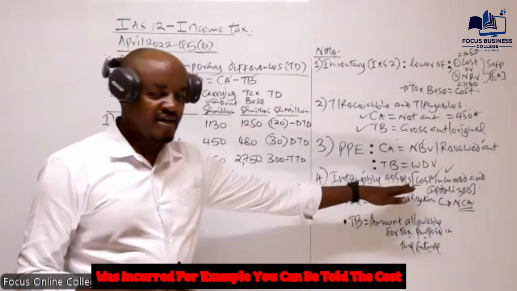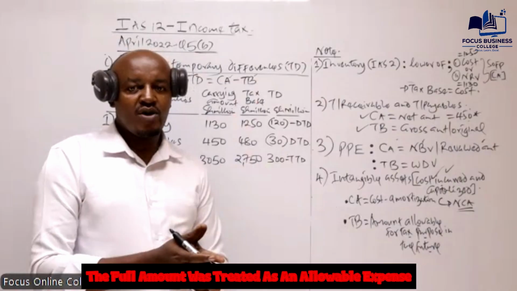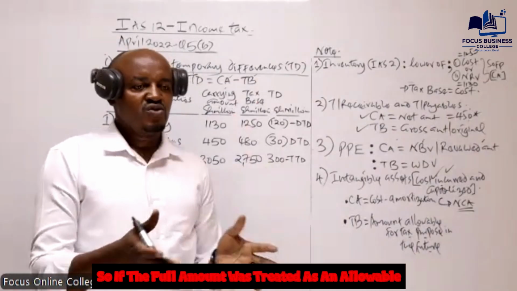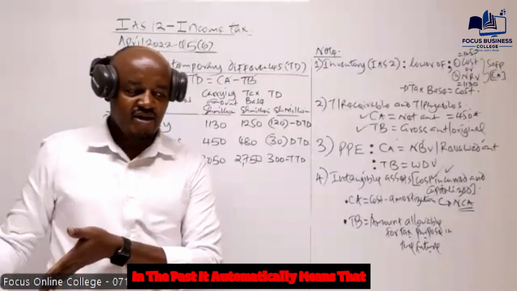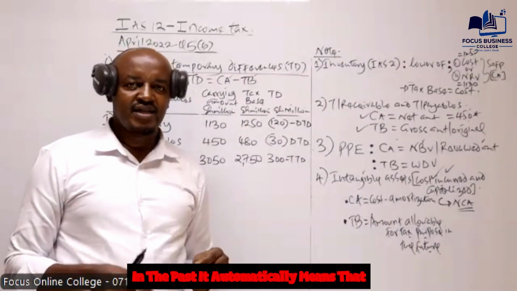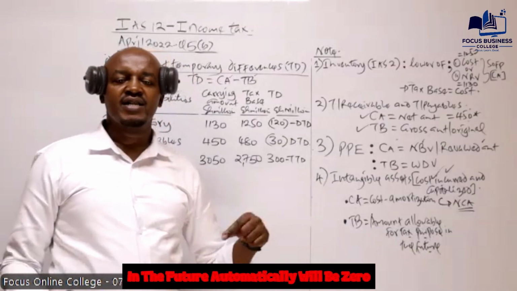In most of the questions you'll come across, the examiner will tell you that when this cost was incurred, for example during the current year, the full amount was treated as allowable expense. So if the full amount was treated as allowable expense, either during the current year or in the past, it automatically means that the amount which will be allowable for tax purposes in the future will be zero.